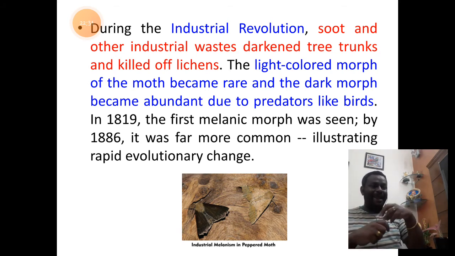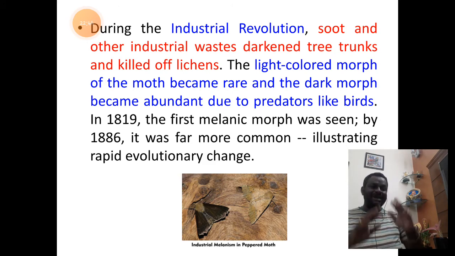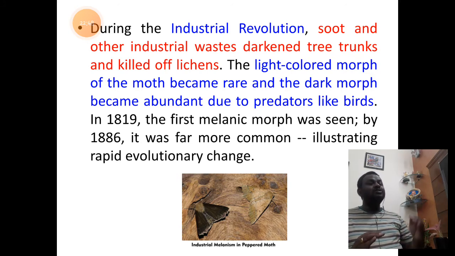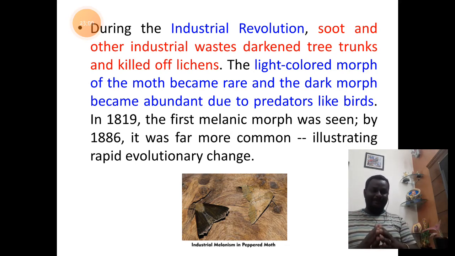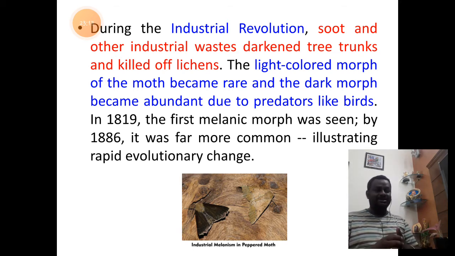For example, soot, the black smoke, and other industrial waste started to accumulate on the tree trunks, and these pollutants also had an effect on the lichens that were present. So lichens were also killed, and the food for these moths was lost on one side. On the other side, the light colored peppered moths, which were seen more in number, started to reduce in number after industrialization.